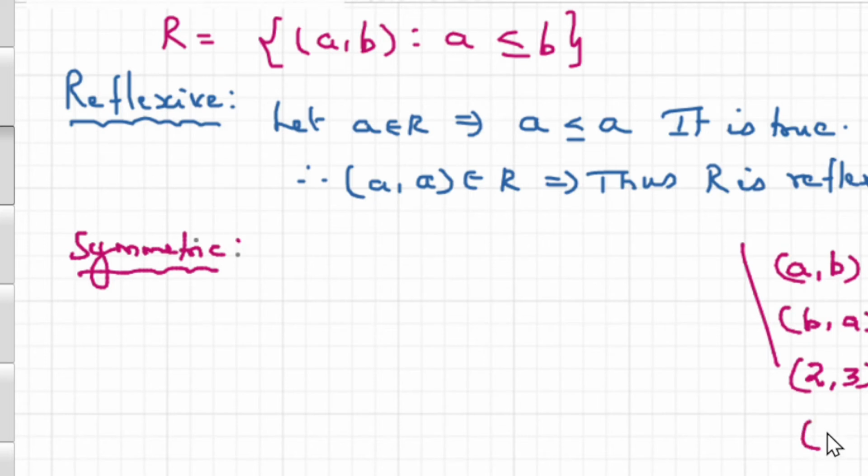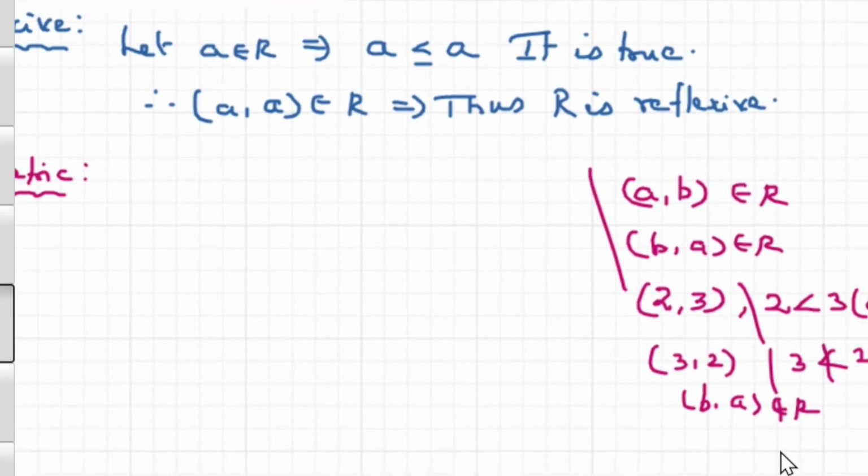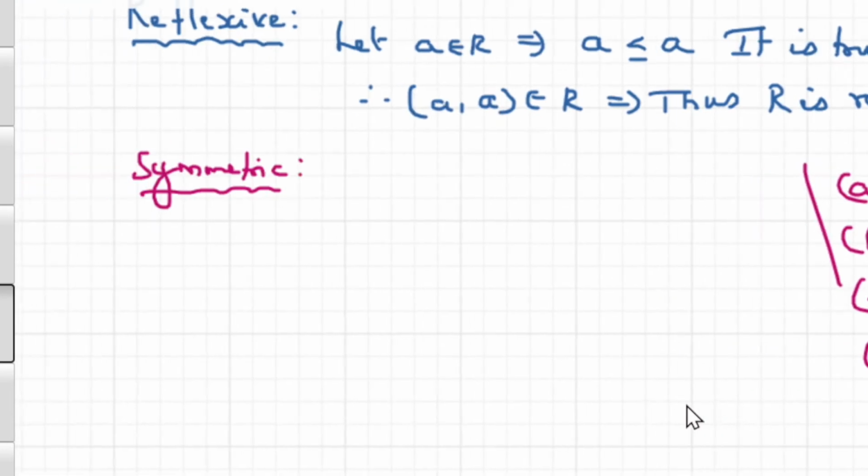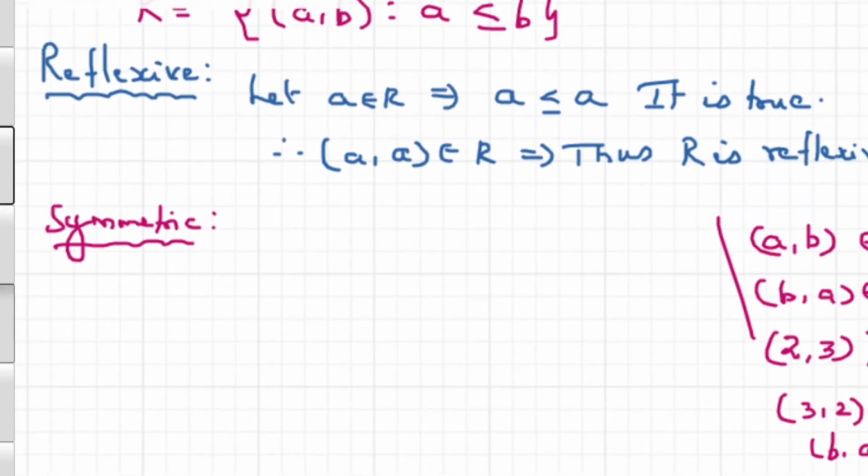If we have the reverse, 3 comma 2, 3 is not less than 2. So B comma A does not belong to R. Even though A comma B belongs to R, B comma A does not belong to R. From the example it is clear. So we are going to write that here so that it will be clear. Let us take A comma B belongs to R.